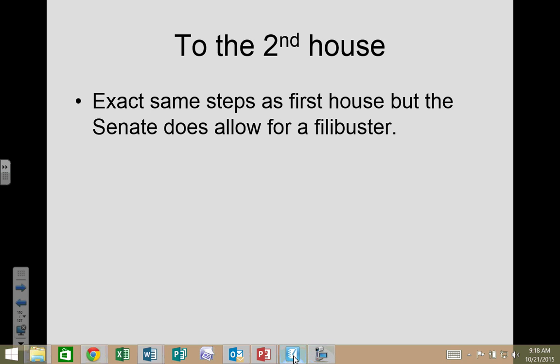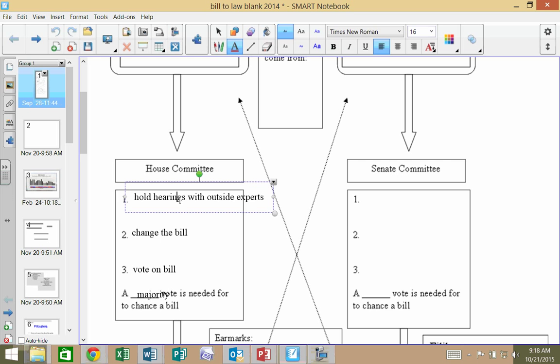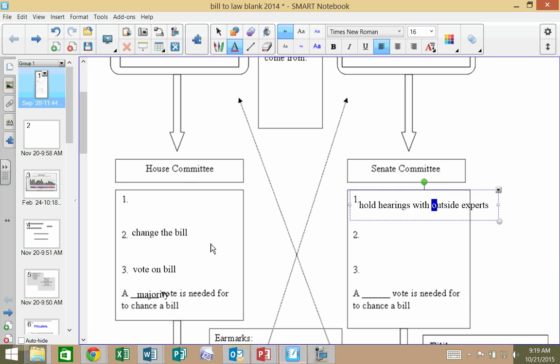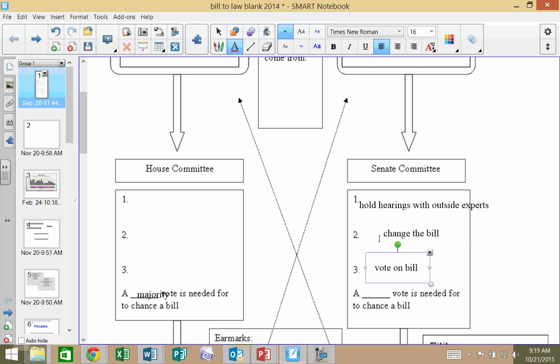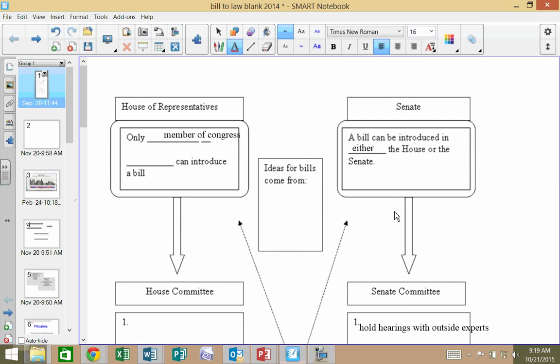So when we look at this here, what happens? Well, we can just add this over here. These exact same things go over here. They can change the bill. They hold hearings, they change the bill, they can vote on the bill, and again, it's a majority vote that's needed. Whatever you wrote here, right over here, it's the same. Same thing when it comes to the floor, for the most part. Well, we're going to talk about how it's different, but the same process occurs. So we can just add those things over here, and again, it takes a majority vote.